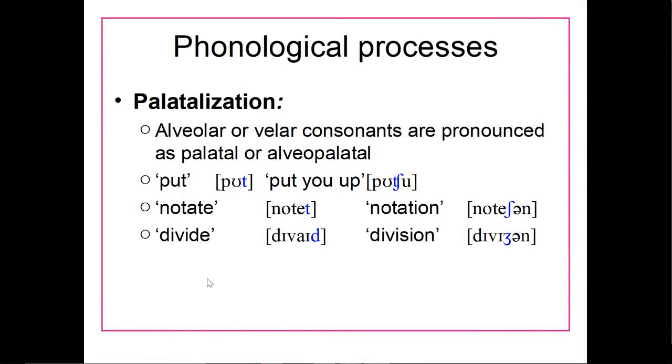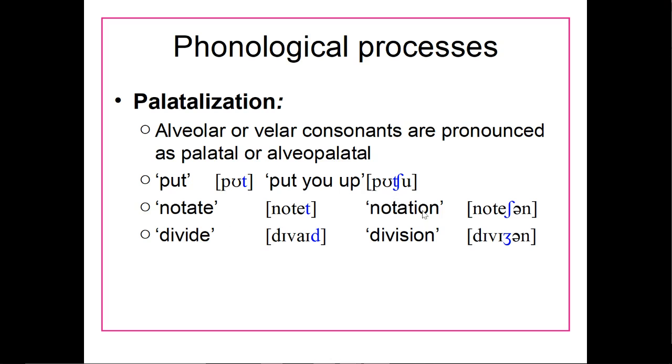So palatalization is another phonological process we might see. This is when we have an alveolar or a velar consonant, and it ends up being pronounced as palatal or alveopalatal. So for example, we have the sequence "put you up." If we say it quickly enough, we might say "puchu up." So the t becomes a ch. So we're kind of combining the t and the y. So basically "put" and "you" become "puchu."